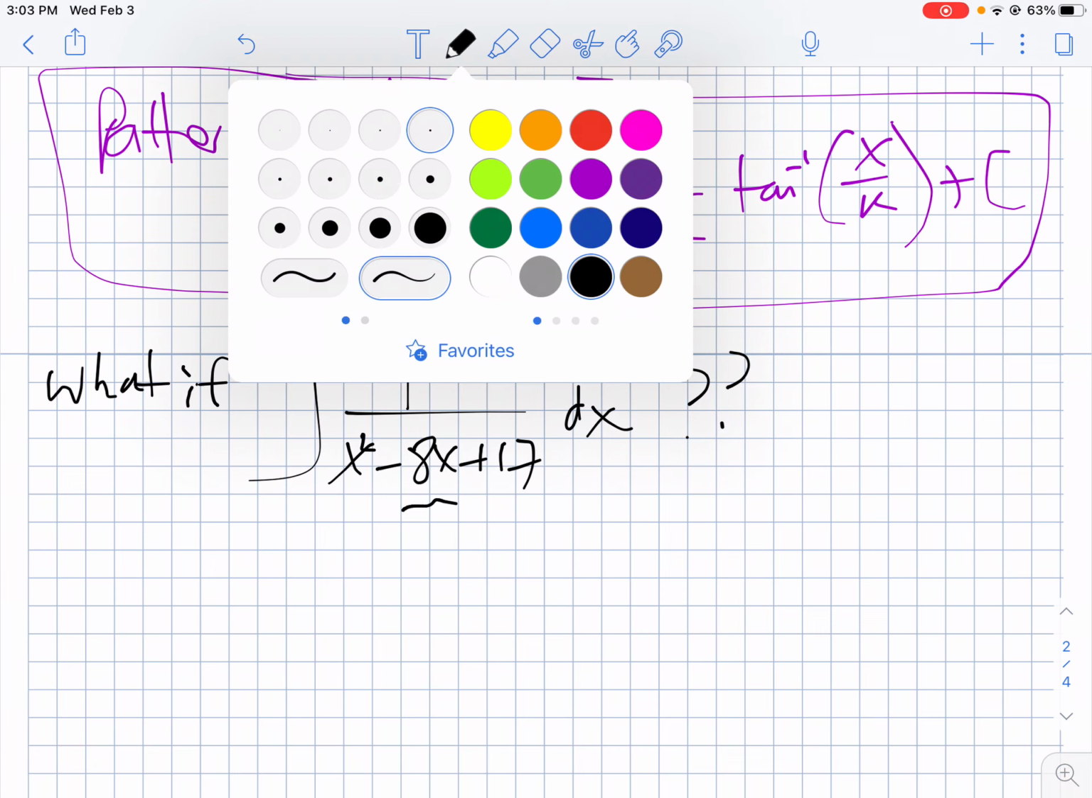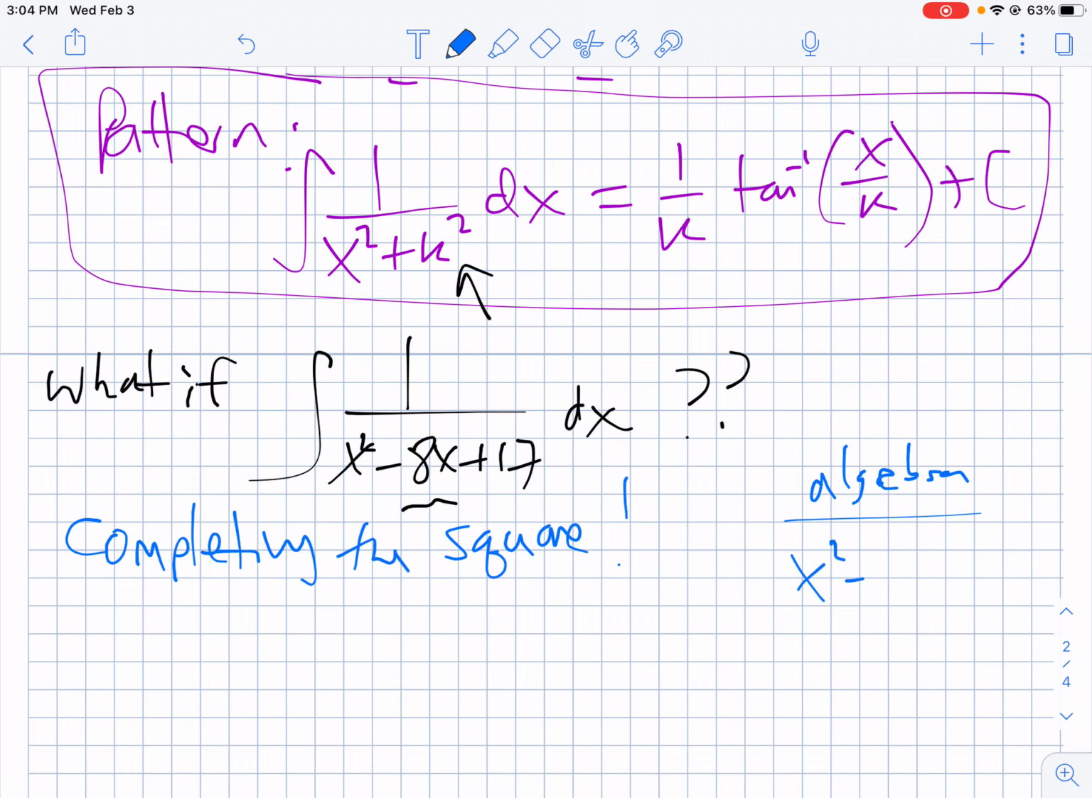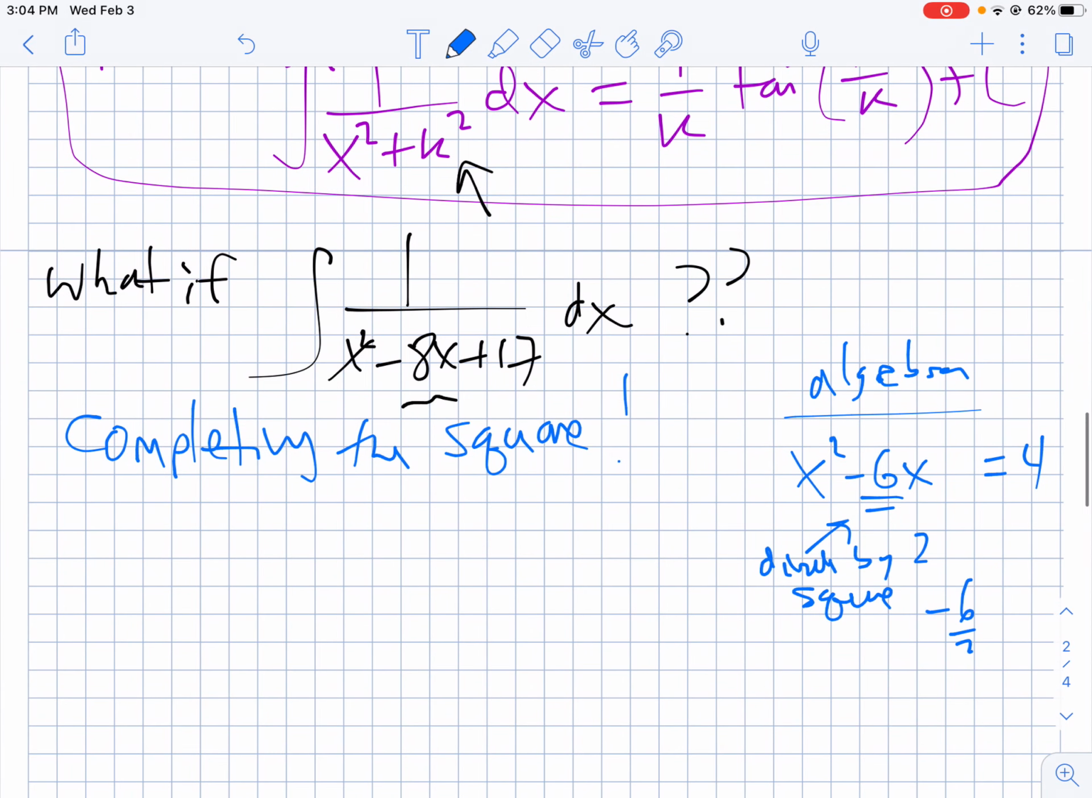And the answer for how you're going to solve these is a strategy that you may remember called completing the square. So let me remind you really fast of the algebra version of completing the square. In terms of algebra, you completed the square to solve an equation like this. What you did is you took the x coefficient here and divided it by 2 and then squared it. So you did negative 6 over 2 is negative 3, and then you square negative 3 and you get 9. And then you add 9 to both sides of the equation.